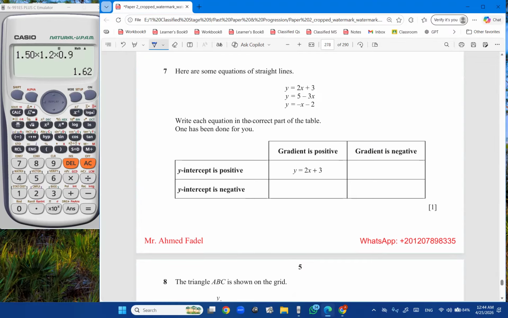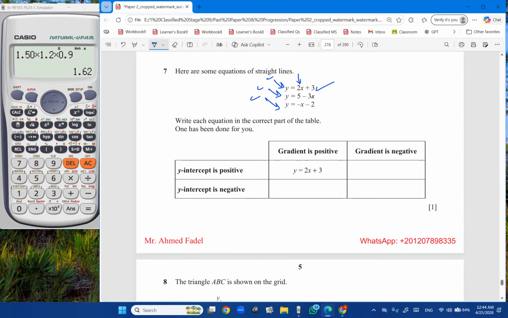Here are some equations of straight lines. They wanted the gradient if it's positive. To find the gradient, first you must make sure that y is the subject. And yes, in the three of them, y is actually the subject. So here, the coefficient of x is the gradient. So the gradient over here is positive, yes, and it's written. And they are telling you here that the y-intercept is also positive, done.